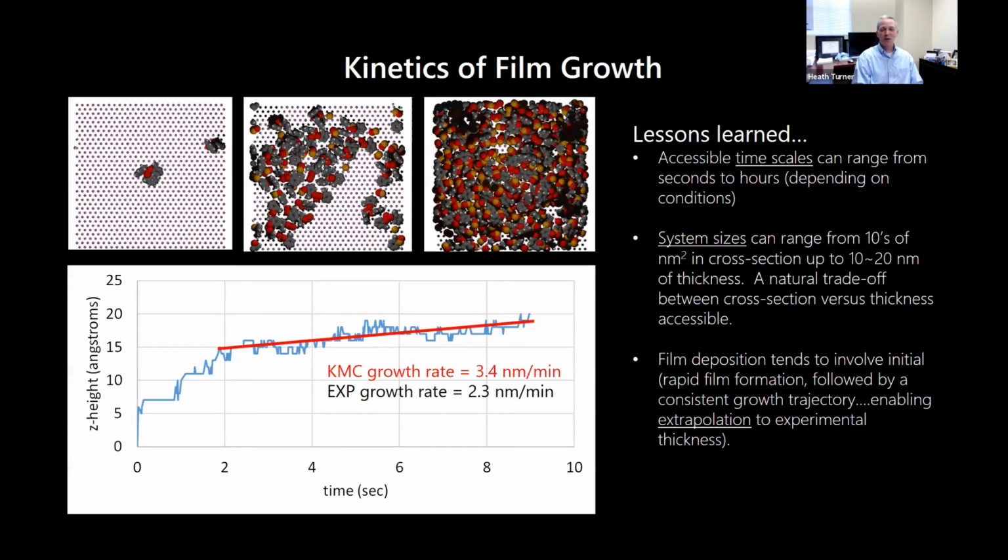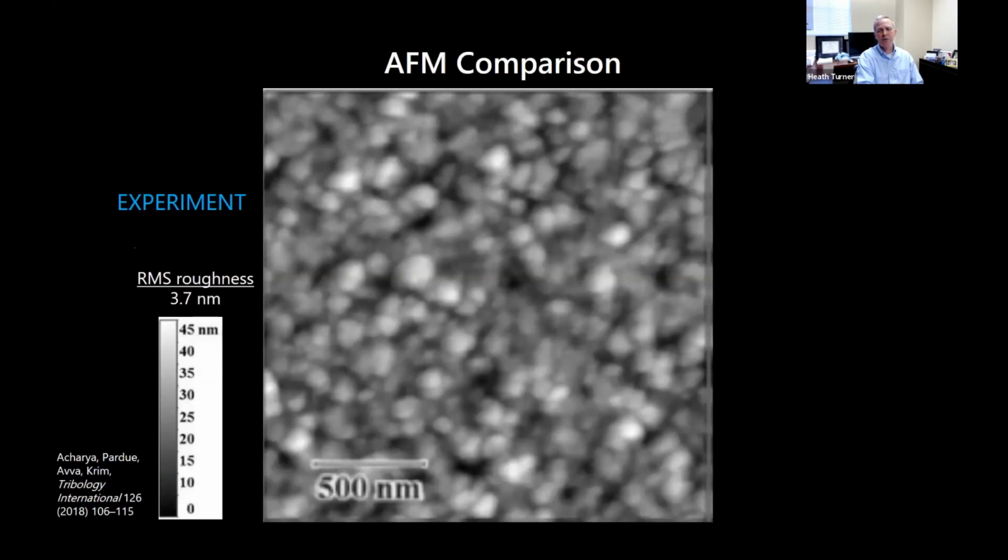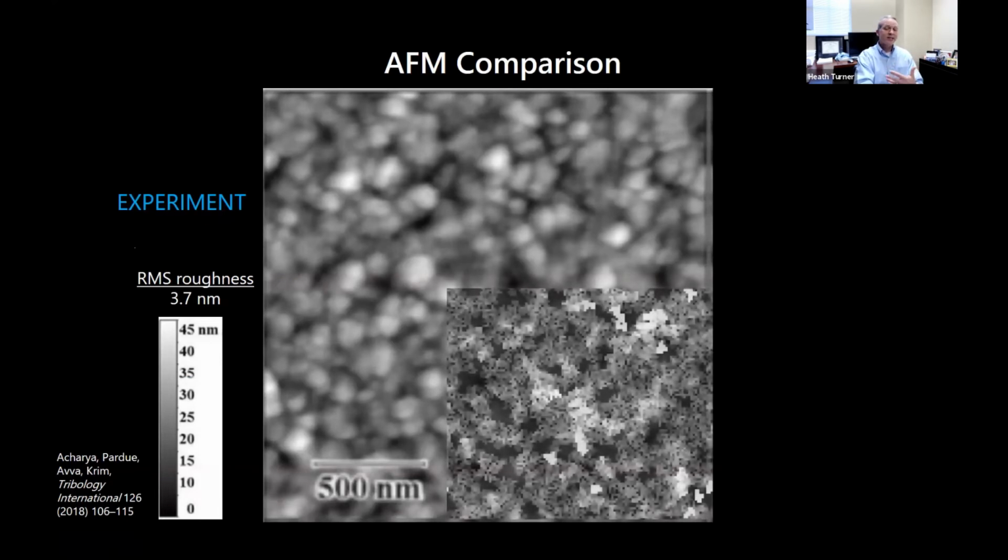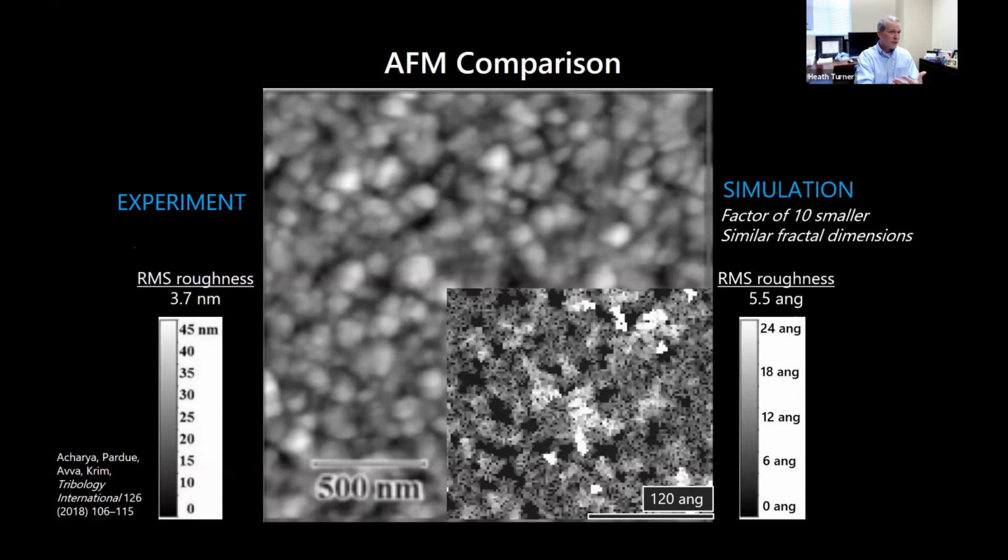We can compare experimental growth rates. So we take our KMC, we get very similar growth rates to the experiments. And then we can also, in this case, generate a simulated AFM image of our films as they're growing and compare that to experiments, and we get some very similar features. We're still about an order of magnitude off in size. We're not quite able to get as large as the experiments, but again, we're able to get pretty close and capture a lot of similar features in the experiments.